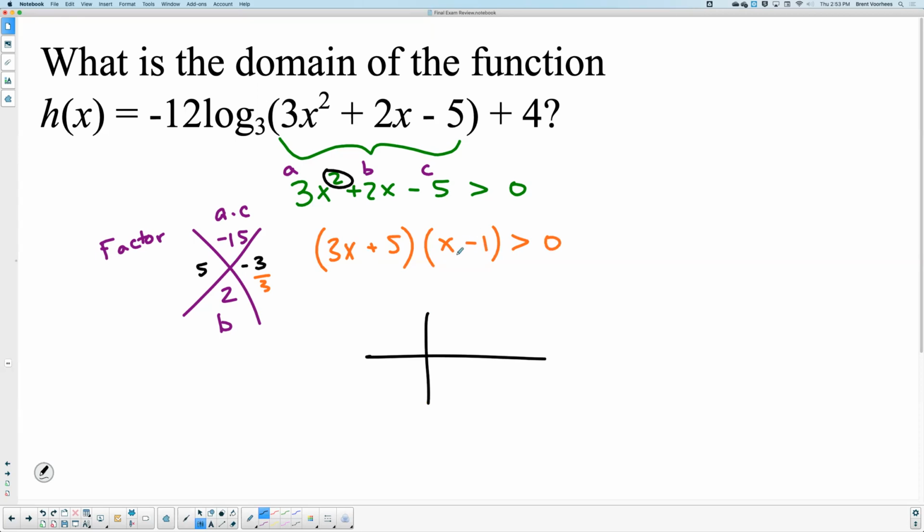That's going to have a 0 where? +1. At +1, we have a 0. This is at -5, divided by 3, is about right there. That's -5/3. This is +1. This would be an upward facing parabola that goes like this. We want to know where it's greater than 0. This is greater than 0 to the right of 1. It's greater than 0 when you're on the left of -5/3. So your domain would be x is less than -5/3 or x is greater than 1.